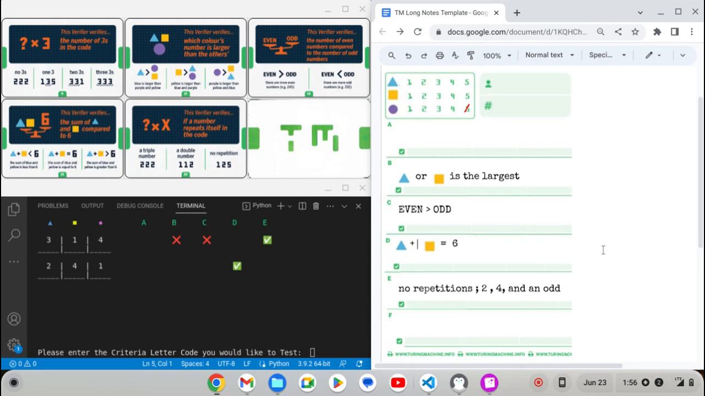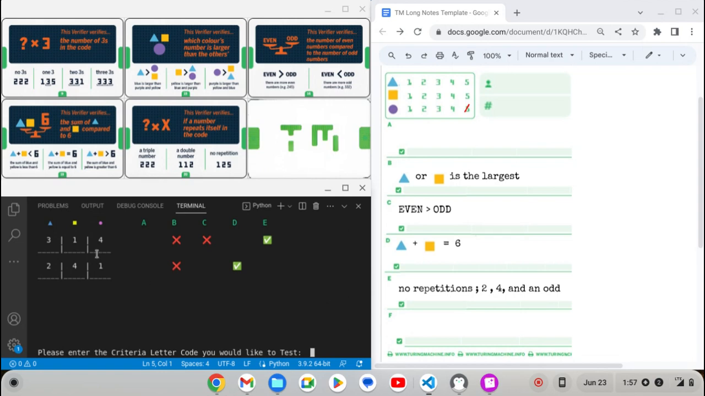And so again, we do know then that 2 and 4 are triangle and square. Now, can we deduce which one is the 2 or the 4? I don't think so. It's a coin flip. So let's go ahead and test criteria card B.